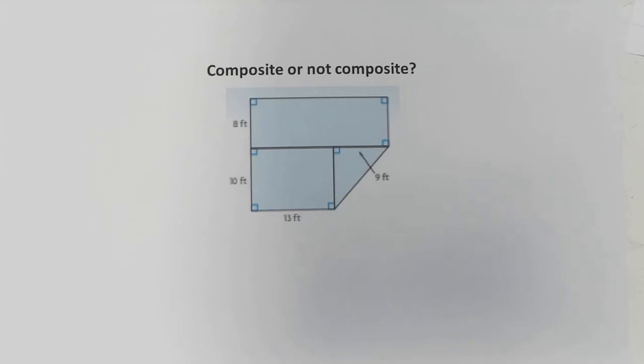Good. It is composite. What polygons is it composed of? Correct. Two rectangles and a triangle. Before we begin finding the area of composite figures, look at the examples we have given. What are similarities and what are some differences based off of the examples that we just went through?